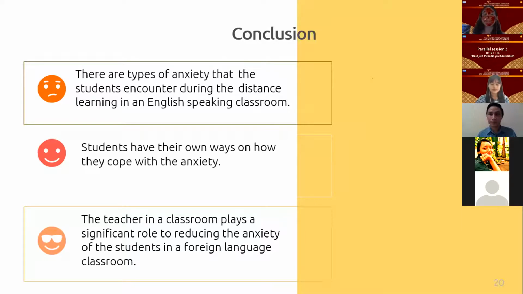The first one, there are types of anxiety that the students encounter during distance learning in an English-speaking classroom. And then each student has their own ways of coping with the anxiety that comes up. And the last one, we as teachers in a classroom play a significant role in reducing the anxiety of the students in a foreign language classroom.